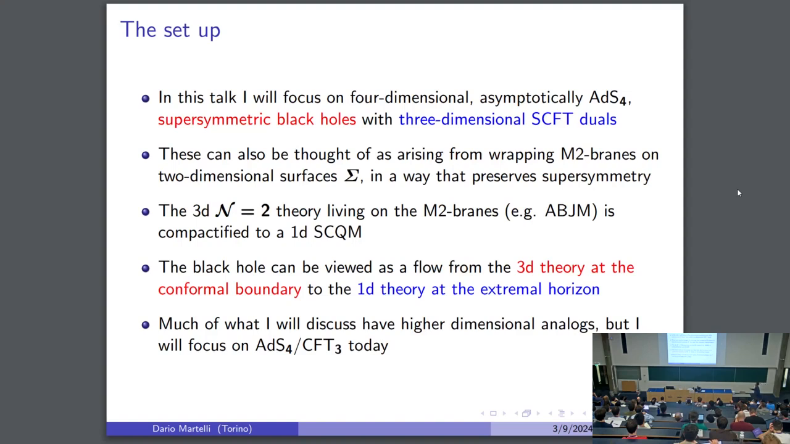And here, with this word surface, I want to be vague for the moment. It's a two-dimensional object in a way that preserves supersymmetry. If we do that, the three-dimensional field theory that we start with, for example the ABJM theory, which we can take as the main example during this talk, is compactified down to a one-dimensional superconformal quantum mechanics. The black hole solution can be viewed as a flow, as is standard in holography, from the three-dimensional theory that lives at the conformal boundary to the one-dimensional theory that lives at the extremal horizon, where an AdS2 throat is developed. Much of what I will discuss has higher-dimensional analogs. This is just an advertisement, so to say. But I will focus on AdS4 and CFT3.